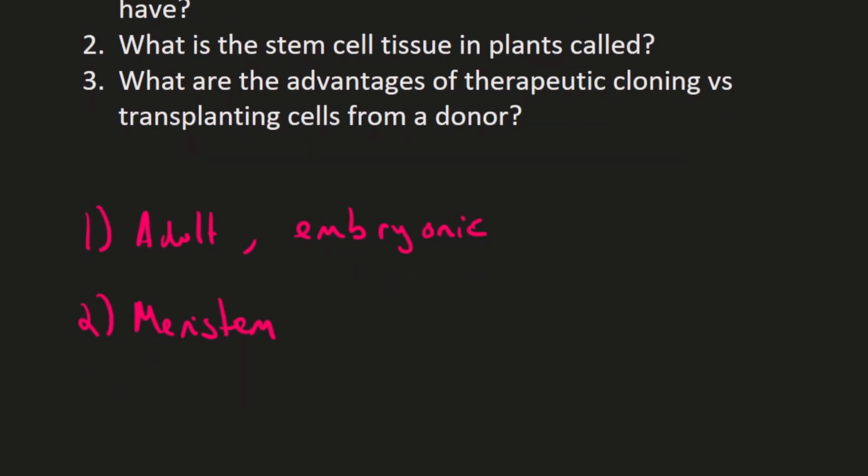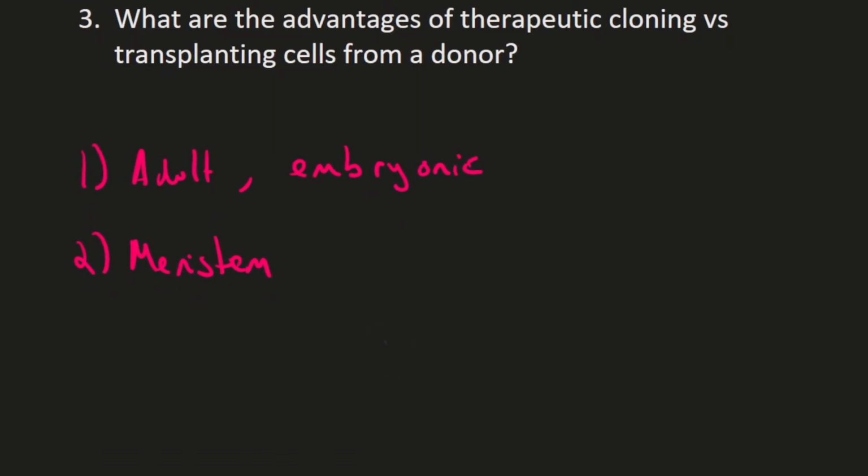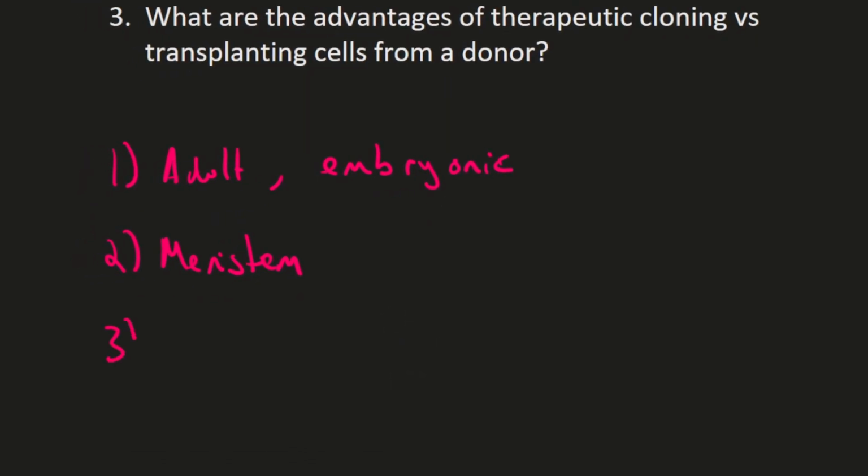Number 3, what are the advantages of therapeutic cloning versus transplanting cells from a donor? And the main advantage of therapeutic cloning versus just simply doing a transplant is that you reduce the chance of rejection. So remember, a lot of the time, the body of the receiver will actually reject the donor cell or donor organ. And in the case of therapeutic cloning, because it's the same genetic material as the person's body itself, there's much less chance of that rejection happening.